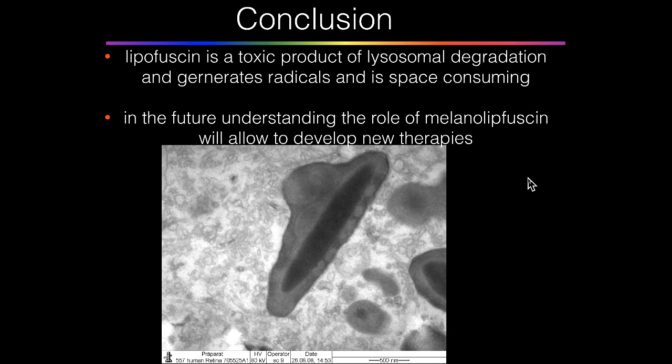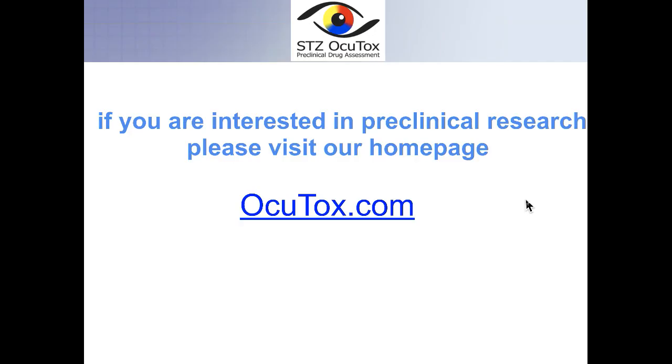In conclusion, lipofuscin is a toxic product of lysosomal degradation, generates radicals, and is space-consuming. In the future, understanding the role of melanolipofuscin will allow us to develop new therapies.